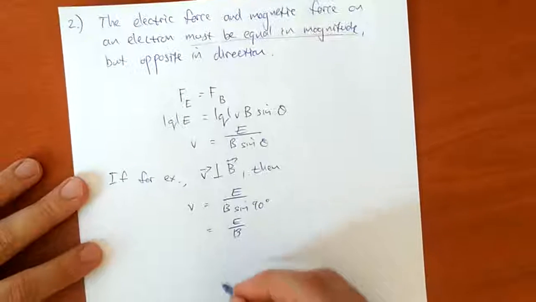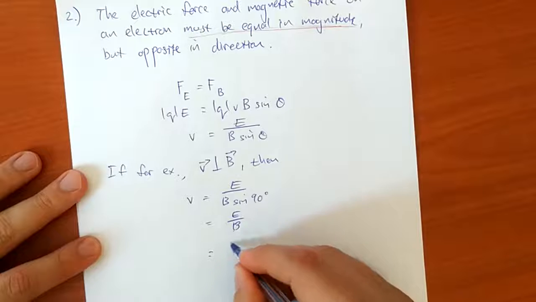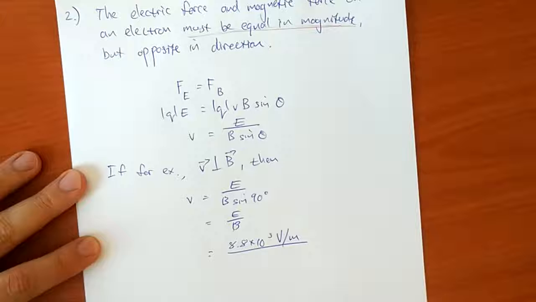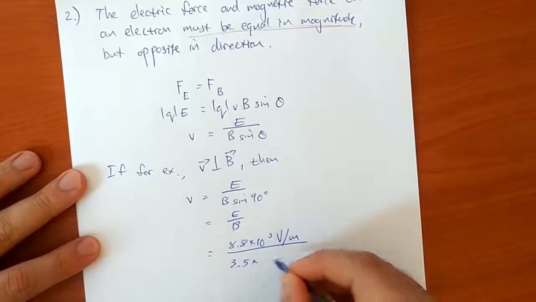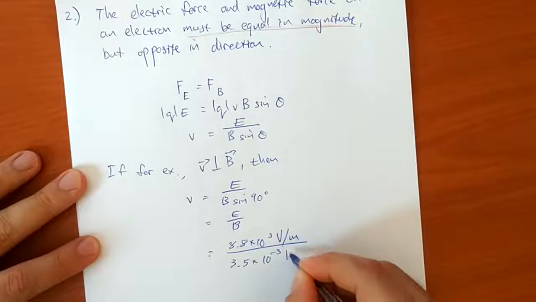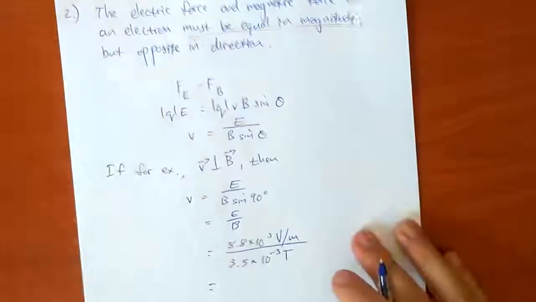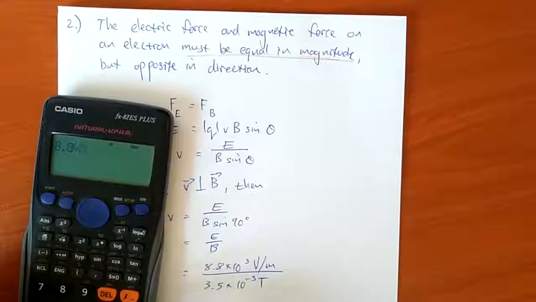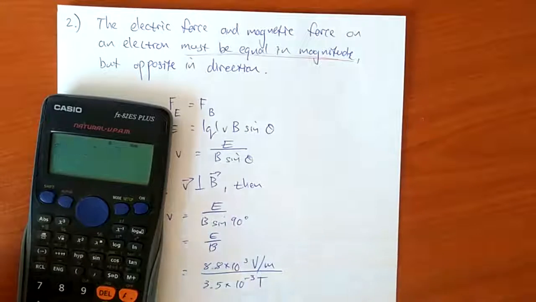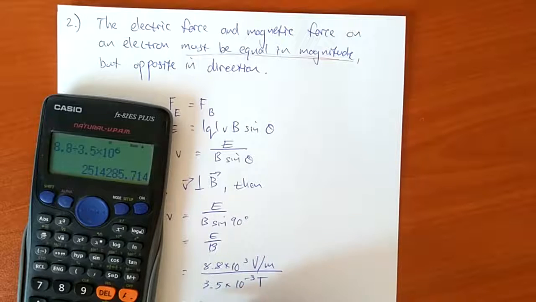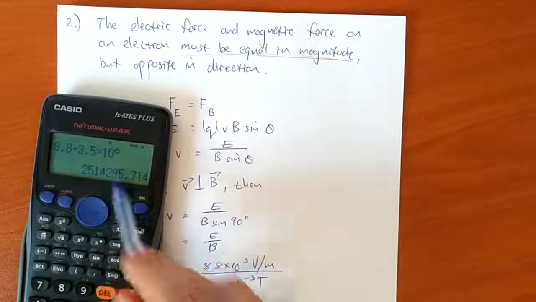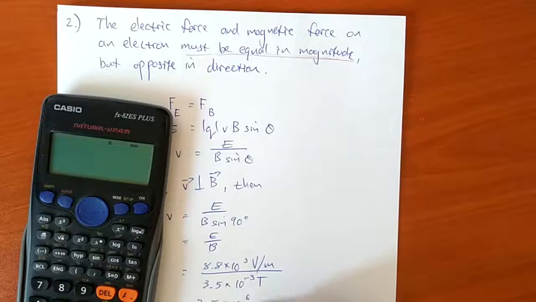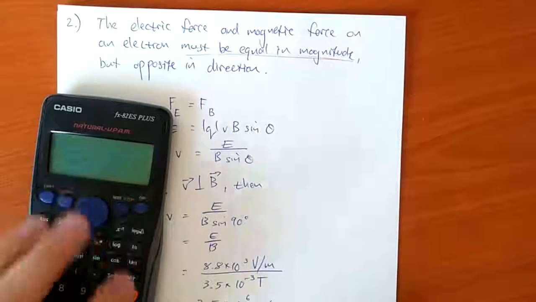And let's substitute those values. So this is 8.8 times 10 to the 3 volts per meter over 3.5 times 10 to the minus 3 Tesla. Okay, let's calculate that. 8.8 divided by 3.5 times 10 to the power 3 minus (minus 3), so 10 to the 6. I'm going to provide two significant figures, so that's 2.5 times 10 to the 6. Everything is in SI units, so this will also work out as SI units for velocity, which is meters per second. There you go.